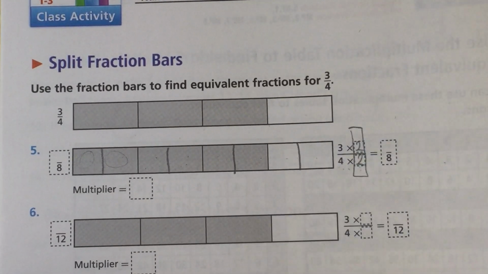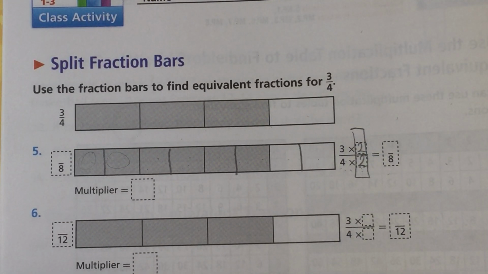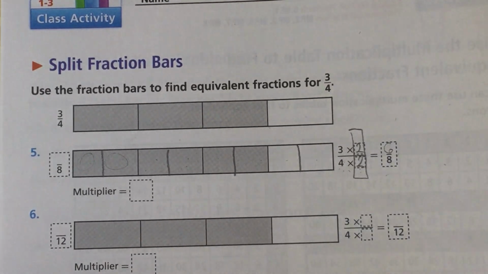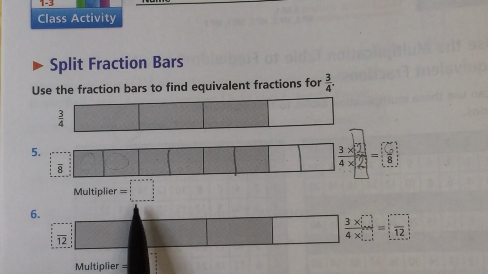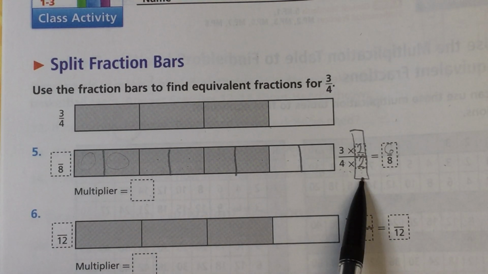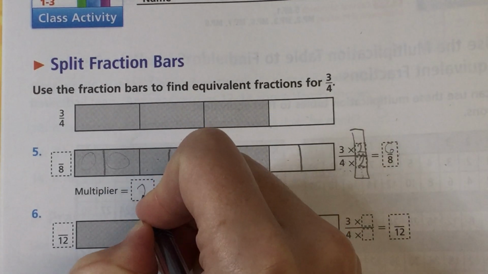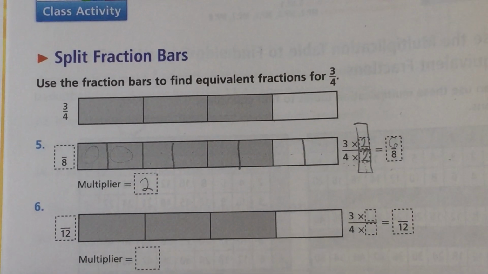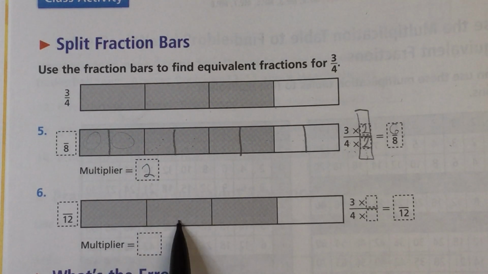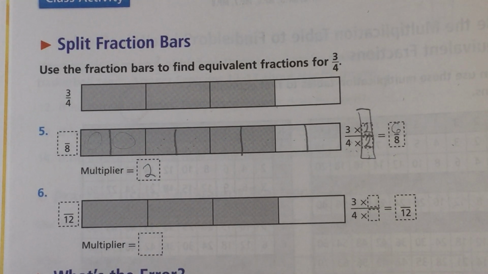It has to be the same number on the top because that's what a magic 1 is. 3 times 2 equals 6. So we've got 6/8 there. When it asks you for the multiplier, it's asking you, what is the number that you put here in your magic 1? So our multiplier was 2. And you'll notice that, of course, it is how many sections you divided each of the original sections into.